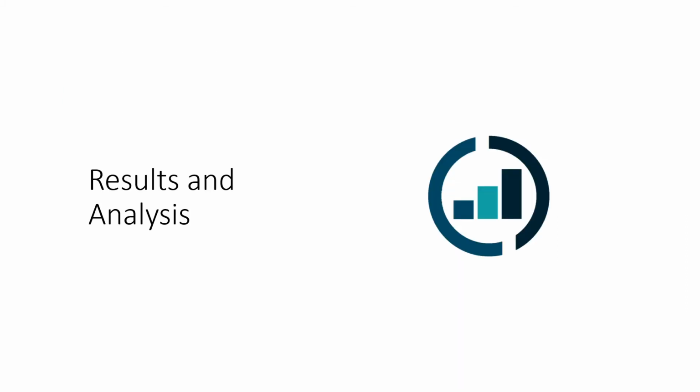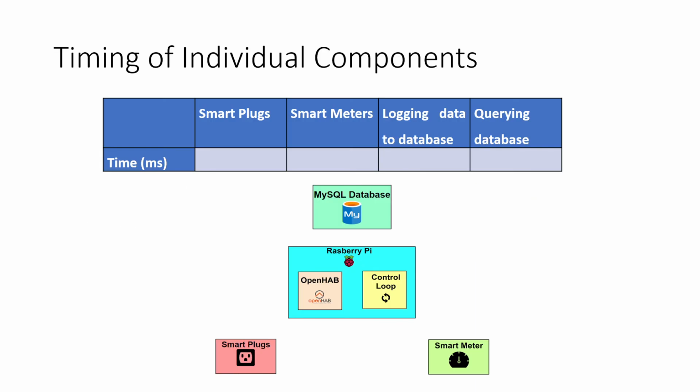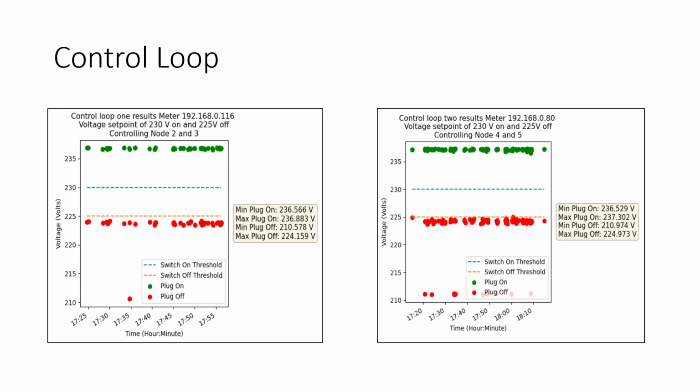This section details the results of the project. The average time taken from when a request was sent to OpenHAB to toggle a smart plug to when it actually executed was 947 milliseconds. The average rate at which the smart meters can be continuously polled is every 10 milliseconds. The average rate at which the power readings can be logged to the database is every 10.15 milliseconds. A power reading can be obtained from the database at a rate of 8.38 milliseconds.